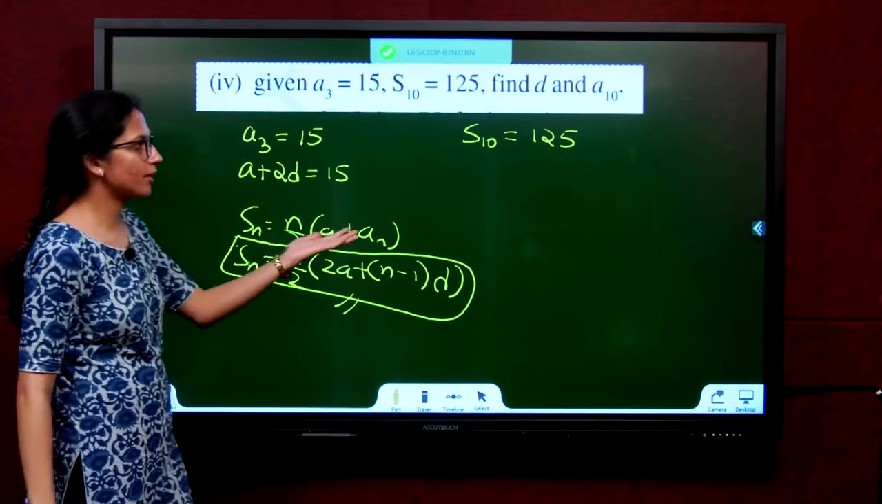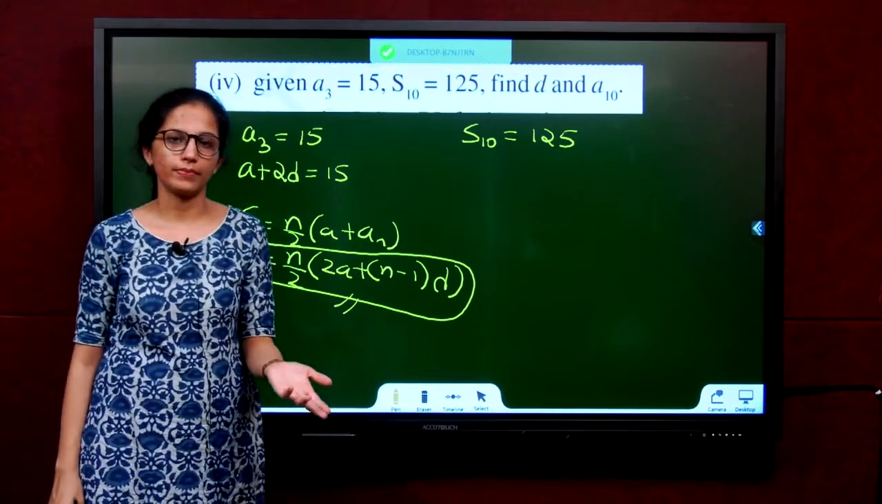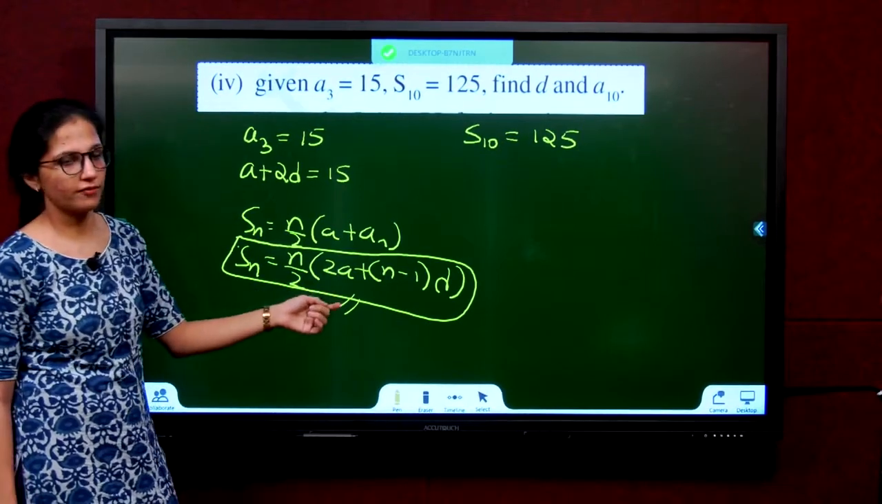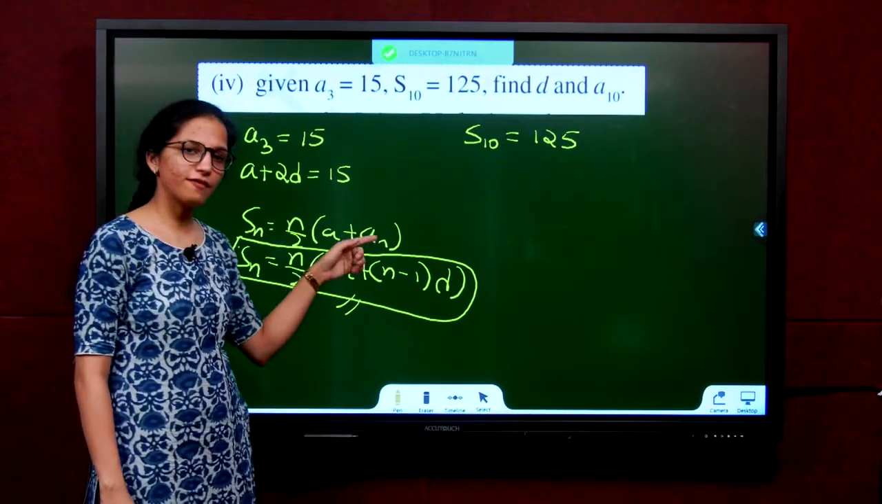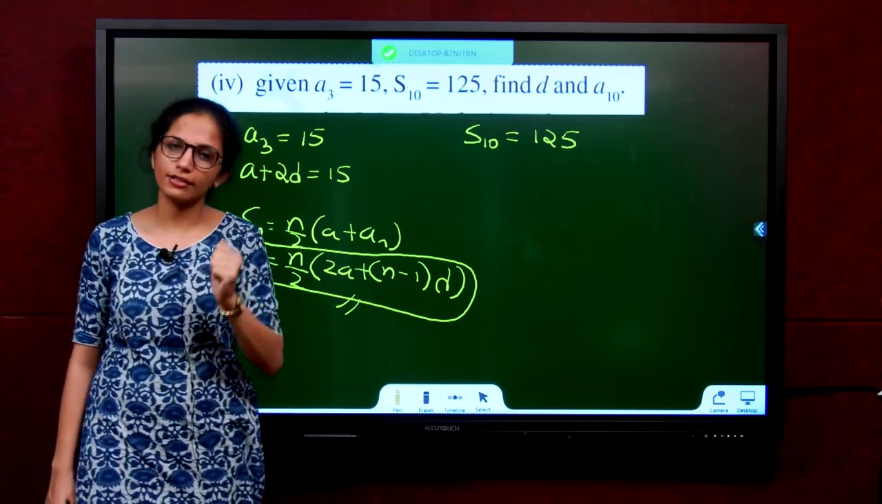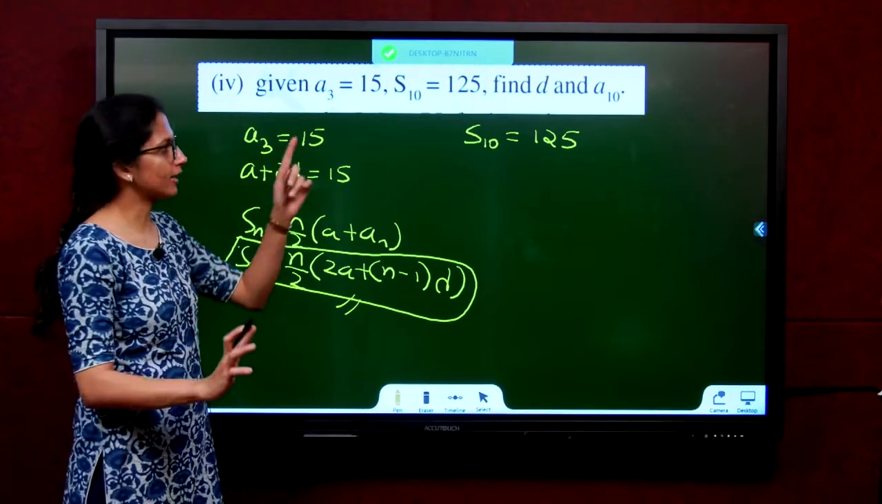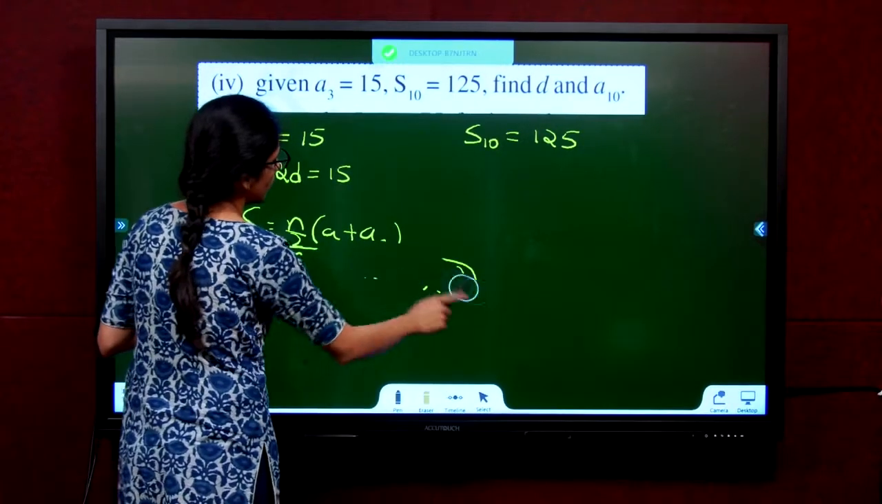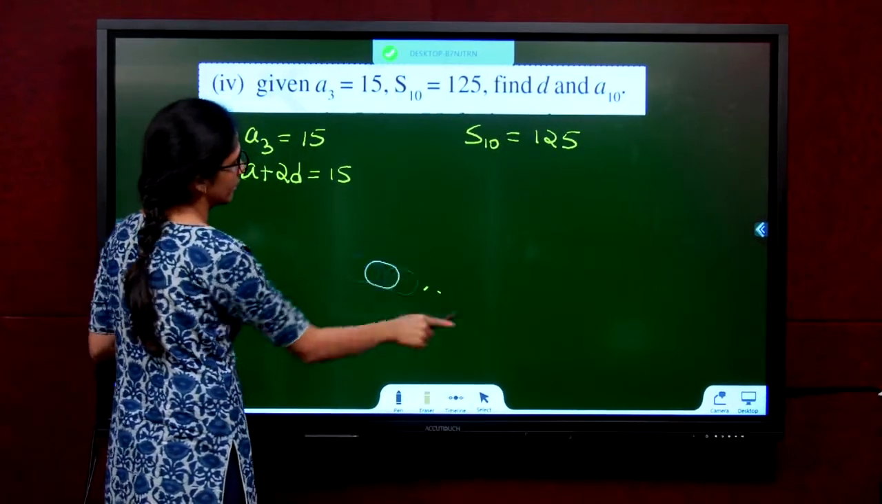You can use the other formula and get A10, no problem. But they have asked you clearly to find D, so you use this formula first. Even if you find A10 and then go on to find D, they will give you marks. But actually, according to the question, you're supposed to find D first. So now, using the second formula, what is Sn?